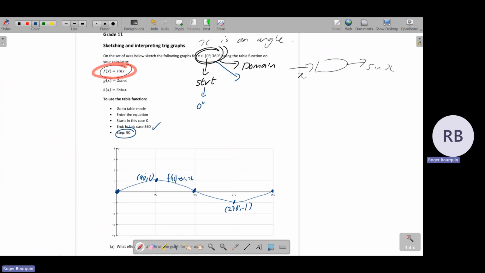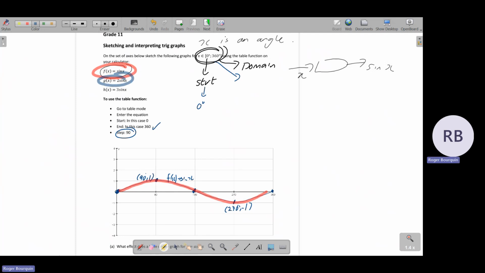Now I'm going to do one more. Go to 2 sine x now. You actually can do it without the calculator fairly easily, but just do it in the calculator once to check you get the calculator table mode right. So now when you enter the equation, that was f of x is equal to sine x. Now we're going to do g of x is 2 sine x.